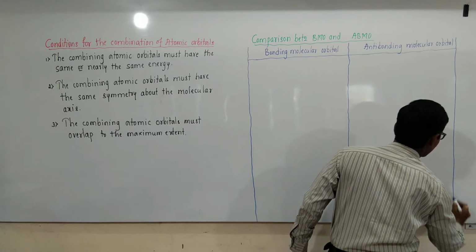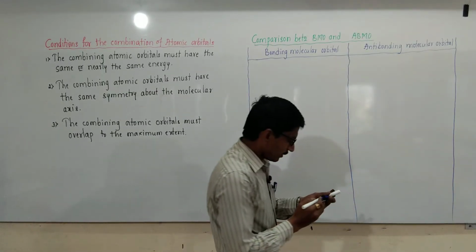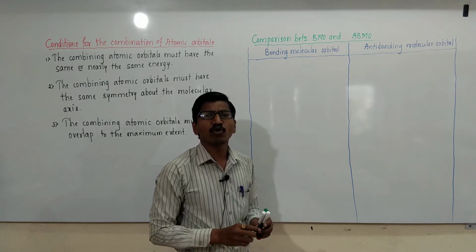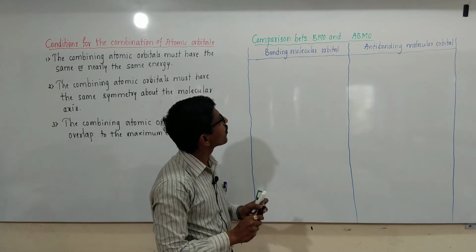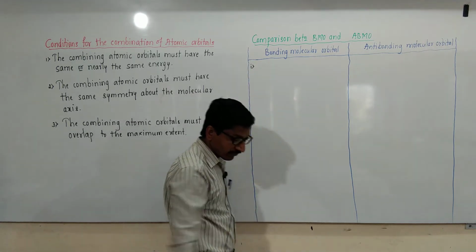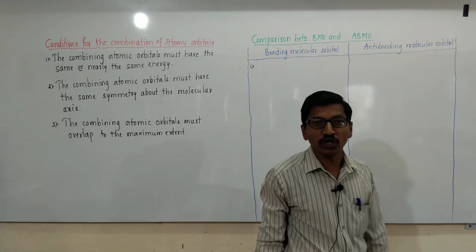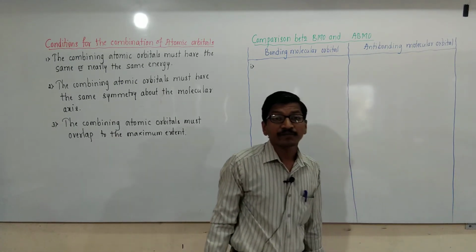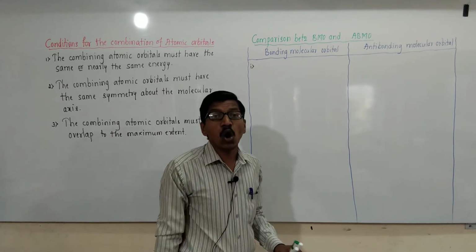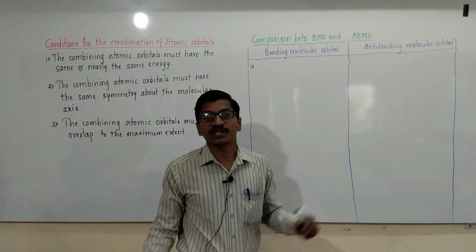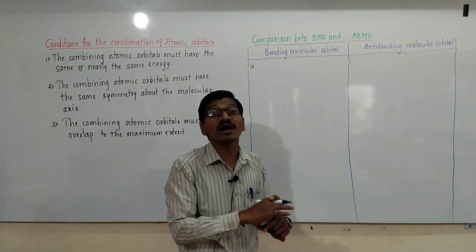In this, the differences between bonding and anti-bonding molecular orbital. In this first one is bonding molecular orbital. The first difference between bonding and anti-bonding molecular orbital: these are produced by combination of two atomic orbitals of same phase. Same phase atomic orbitals combine.